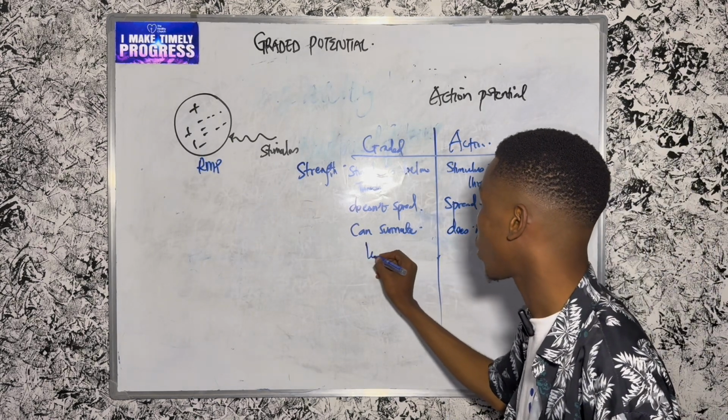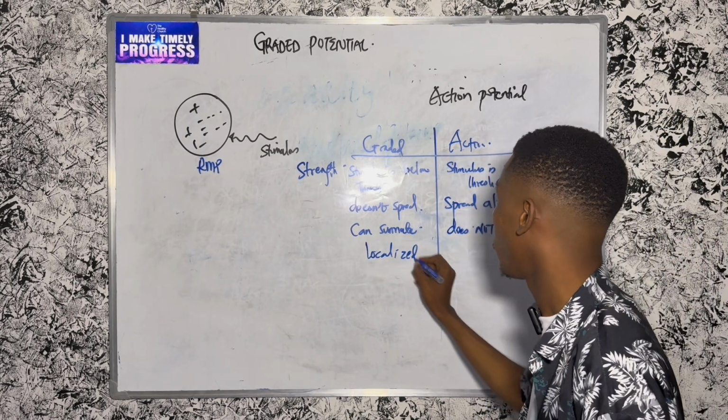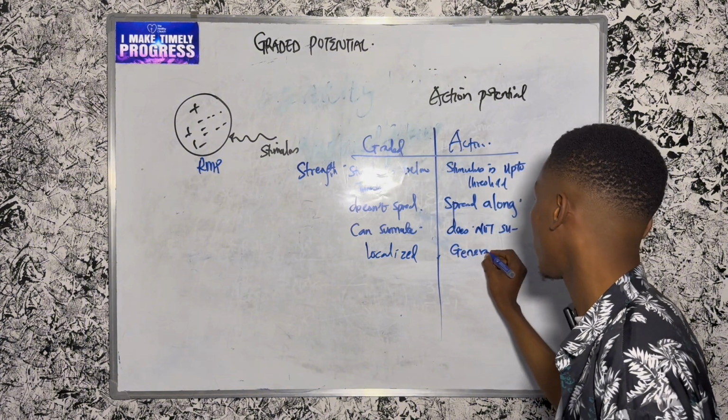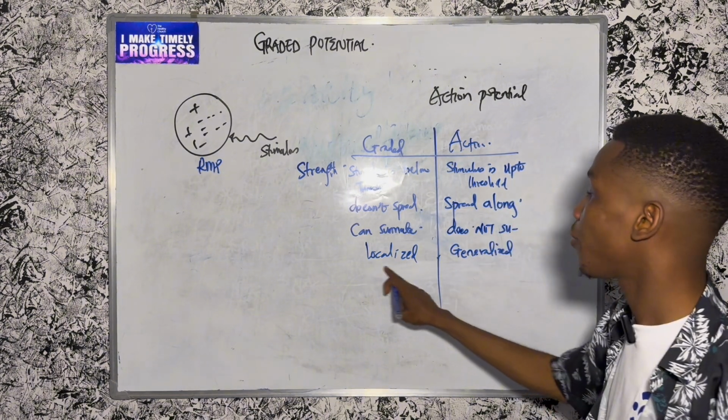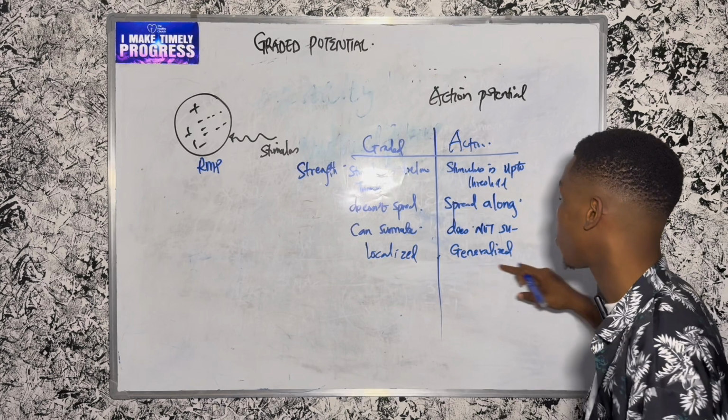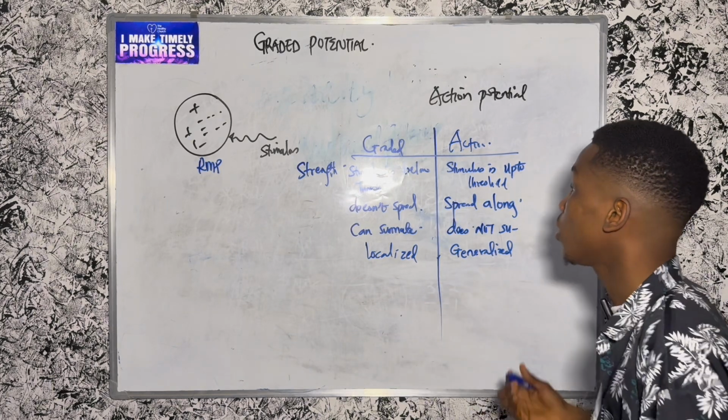What other differences can we have between graded and action potential? This one, the stimulus is localized. But for this other one, the response rather is generalized. So while I respond locally to this, I respond generally to this.